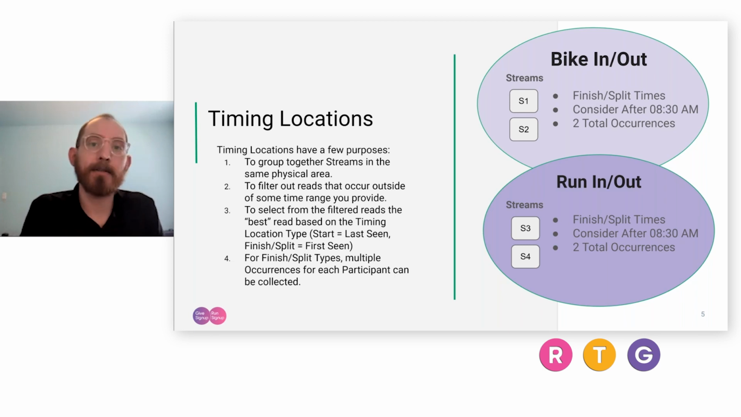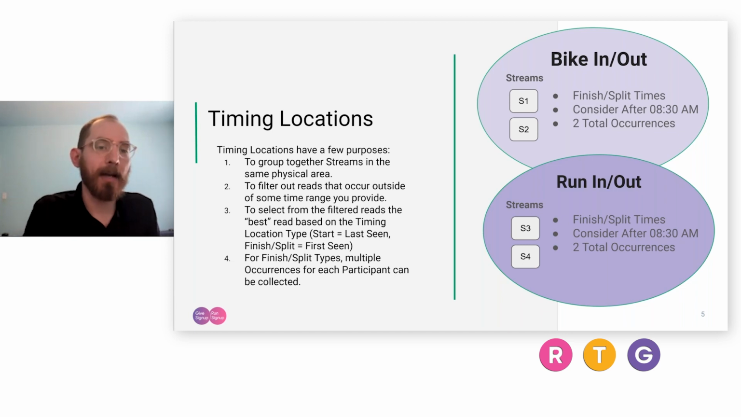Now, every single chip system out there is different. Some you may just have one stream. Others you might have multiple streams in a location. But for this example, I'll say that I have a system that I use a main and a backup for each location. Not always the case, but just for demonstration purposes, I'll use 2 here. So timing locations are a way to group together multiple streams in the same physical area. They also allow you to filter out reads that occur outside of some time range you provide.